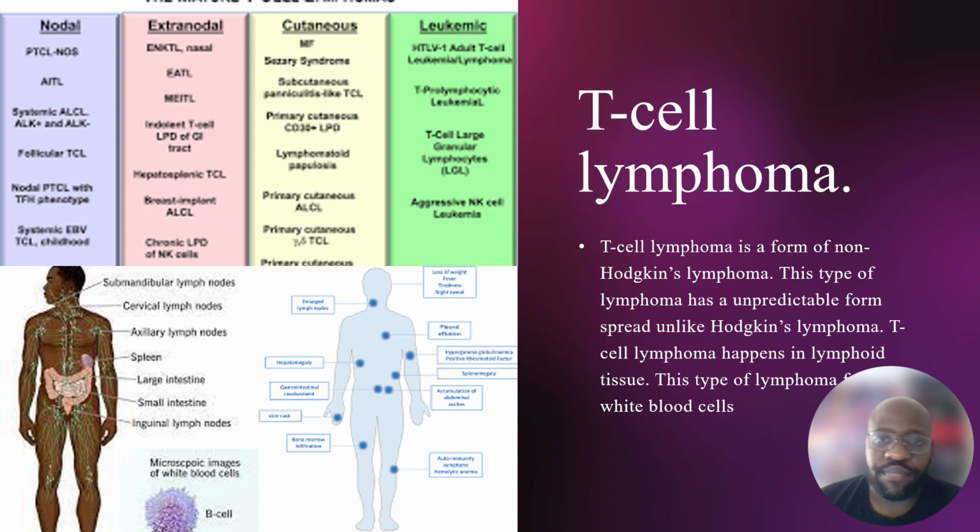T-cell lymphoma is a form of non-Hodgkin's lymphoma. This type of lymphoma has an unpredictable form of spread and is formed from the T cells. T cells are white blood cells that fight infection, so you realize that if they're having mutations in these forms, they are more susceptible to infections.